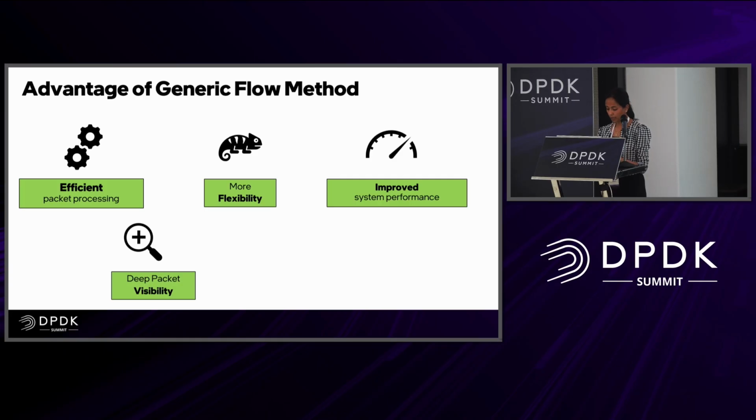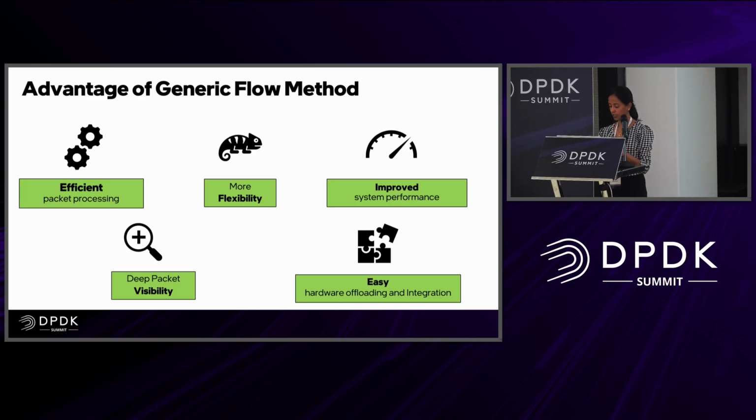And also deep packet visibility, because generic flow can help inspect and act on the inner headers or the payload, and enables advanced use cases like deep packet inspection, QoS, and security filtering. And the last one is ease of hardware offloading and integration. Hardware can offload those easily, and there is no hardware specific limitation here.